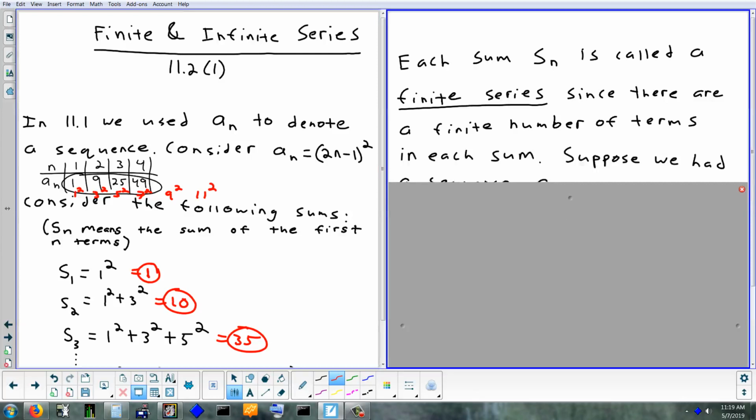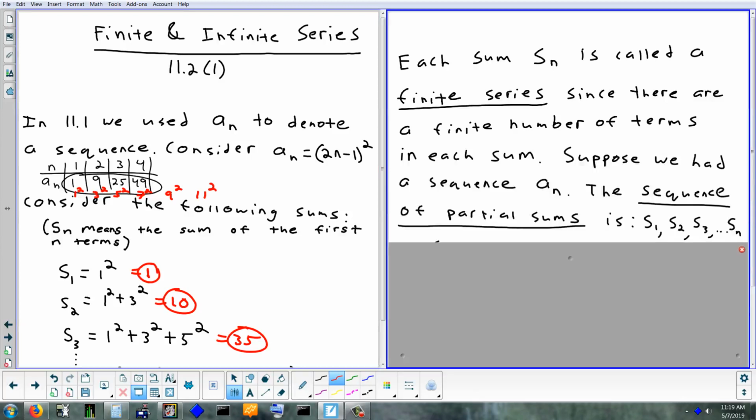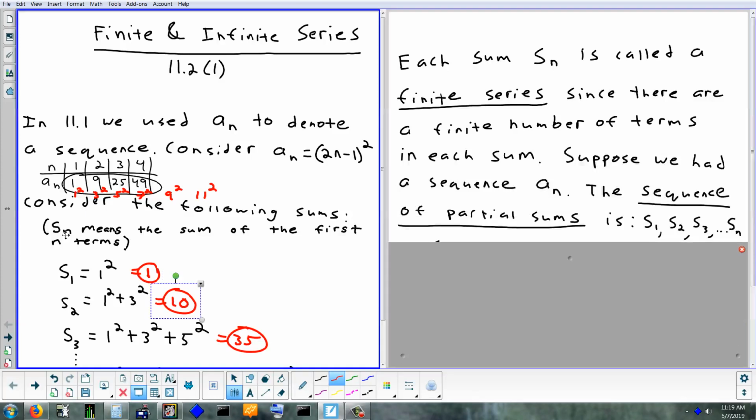Okay, so when you see the word series, you want to think sum. Series, you're adding things up. Now, suppose I took these numbers here in red and made a new sequence out of them: 1, comma, 10, comma, 35. What I just created is called a sequence of partial sums. It's a sequence because it's a list of numbers separated with commas.